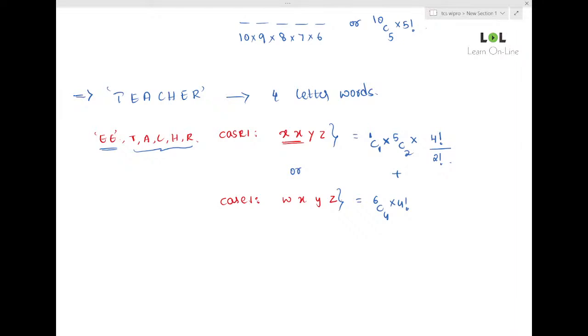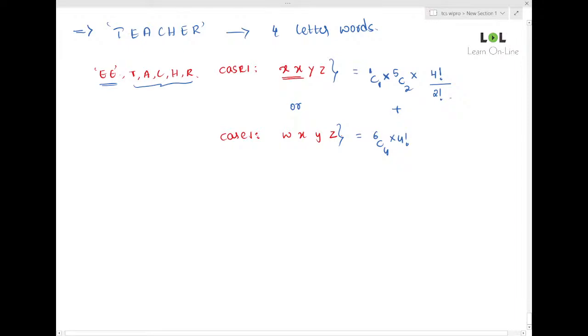Am I clear now, case 1? Everyone, others? Because unless you understand this, you don't understand the next problem. One final problem here. Tricky one. Observe.